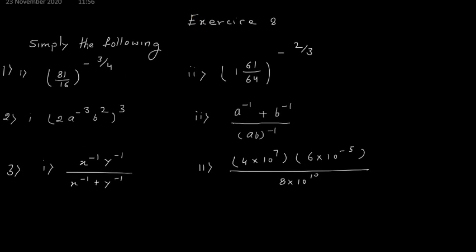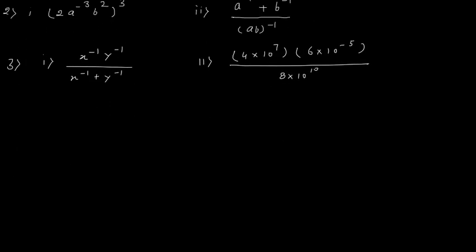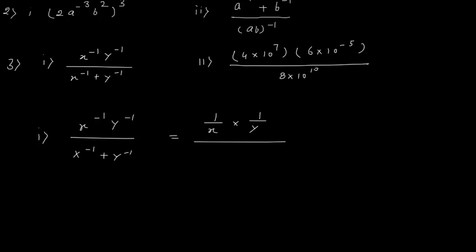Now third question is, first x power minus 1 into y power minus 1 upon x power minus 1 plus y power minus 1. Now you can solve this problem, right? Try yourself and see what answer you are getting. This x power minus 1, I will say this is 1 upon x into 1 upon y whole divided by, this is 1 upon x plus 1 upon y. So here I have 1 upon xy whole divided by, here it is y plus x upon xy.